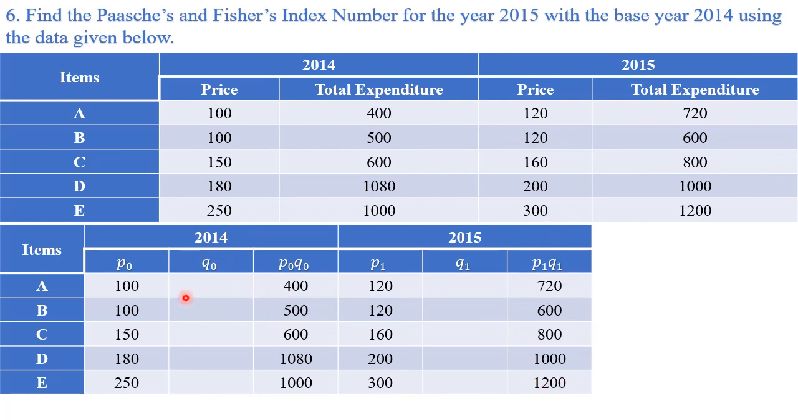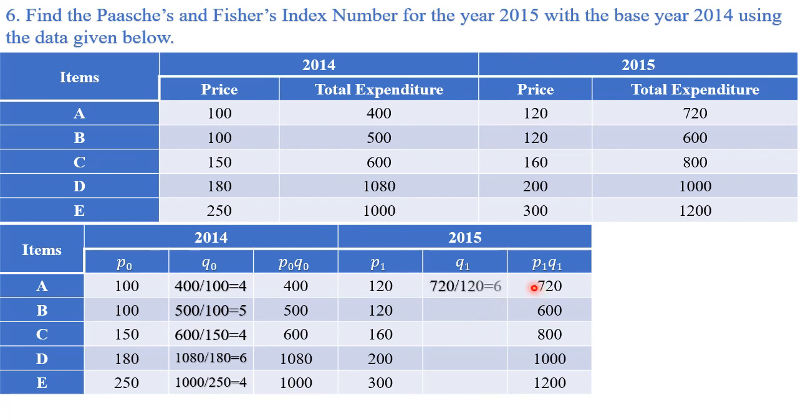So now let's start with the calculation of the base year quantity. That is 400 divided by 100, 4. 500 divided by 100, 5. 600 divided by 150, 4. 1080 divided by 180, that is 6. And 1000 divided by 250, that is 4.